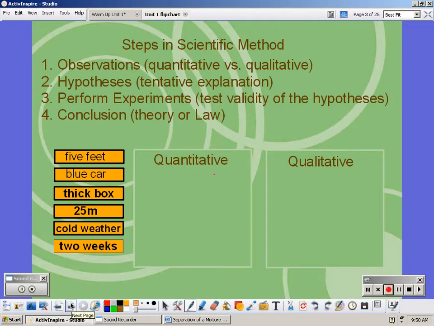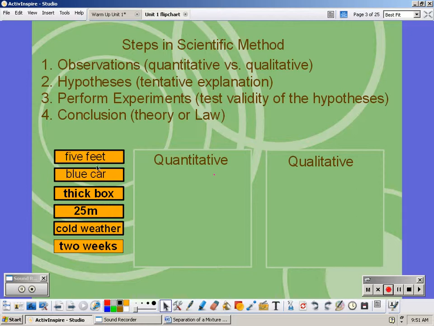Steps to the scientific method: you have your observation, which could be quantitative or qualitative. Remember, quantitative with the N in it means numbers, and qualitative means descriptive. So you have this observation, you make a hypothesis about it, which is a tentative explanation. Then you perform your experiments to test the validity of your hypothesis. And then you have a conclusion, and getting the same conclusion time after time with the experiment would lead us to a theory or a law.